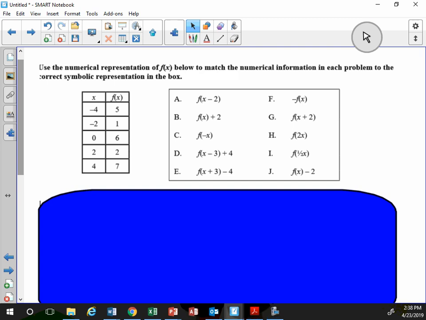I will tell you letter A does not work. It doesn't actually match anything. So one of yours will be blank. So I'll give you some time. You can talk to each other.